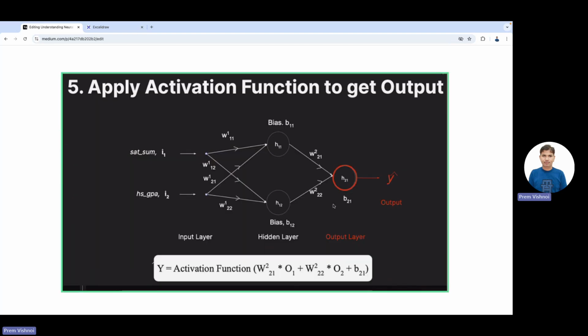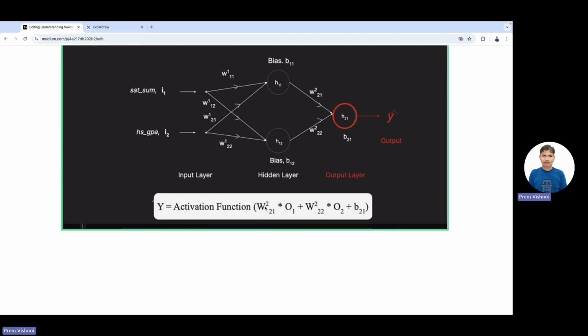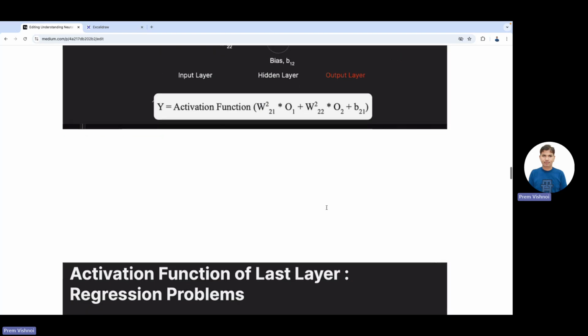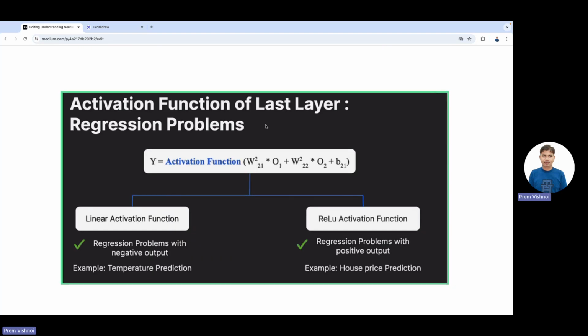So apply the activation function. The activation function takes W21 into O1 and W22 into O2, where O1 and O2 came from the previous layer. So each output is the input of the next layer. This is the activation, the activation function of the last layer.